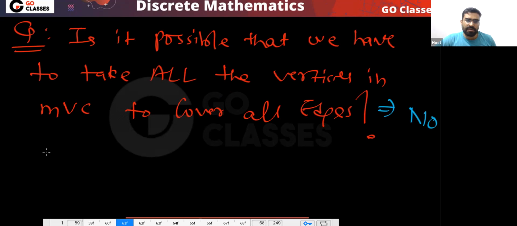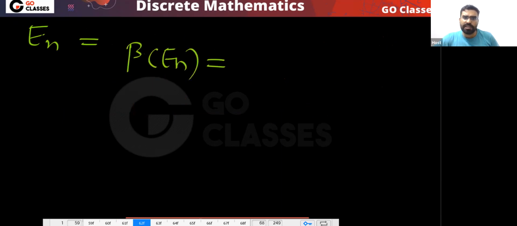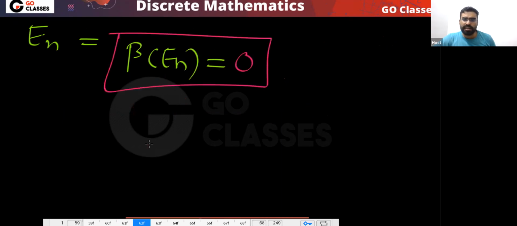See, don't say empty graph. For the empty graph, what is beta? Beta means minimum vertex cover. What is beta for the empty graph? That is 0. You don't have to take any vertex, and you will cover all the edges.